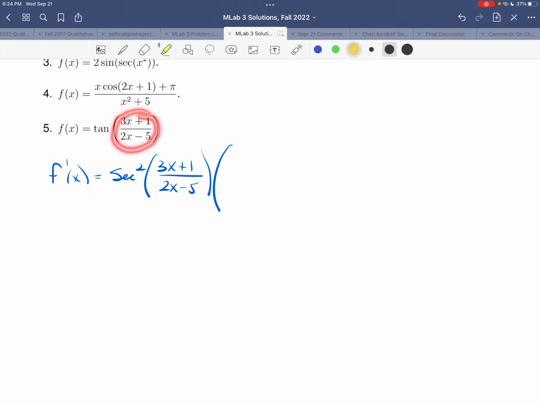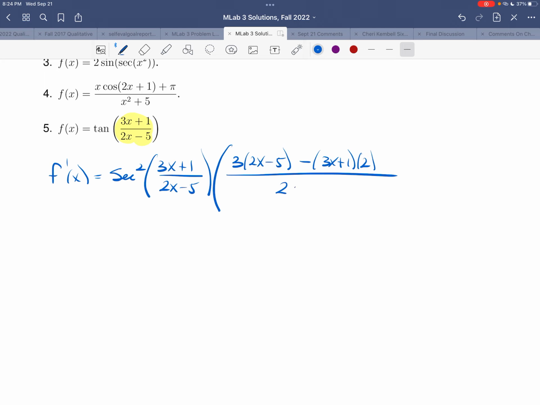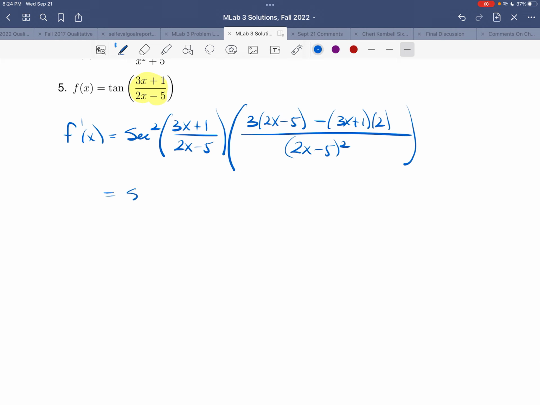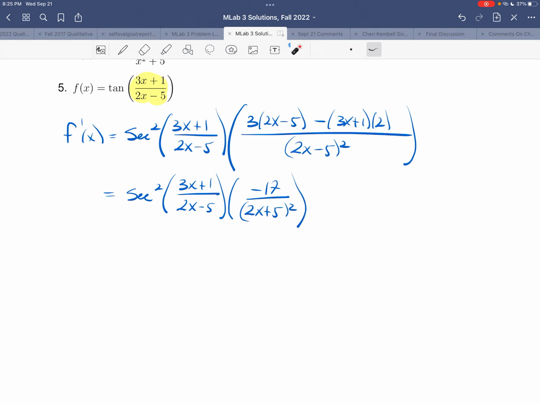So now you're focusing only on the inside, and I'm going to have to do the quotient rule. So derivative of the top is 3 times the bottom is 2x minus 5. Subtract the top times the derivative of the bottom is a 2 all over the bottom squared. So that's that. And I'm going to write this as a secant squared of 3x plus 1 over 2x minus 5. And then what can we do upstairs? So we have a 6x and a negative 6x. Those cancel. I've got a negative 15 when I push this through, and then a negative 2. So I'm going to get, I think, a negative 17 if I'm doing that right, all over a 2x minus 5 squared. I don't think there's anything else that we can do. So that's it.